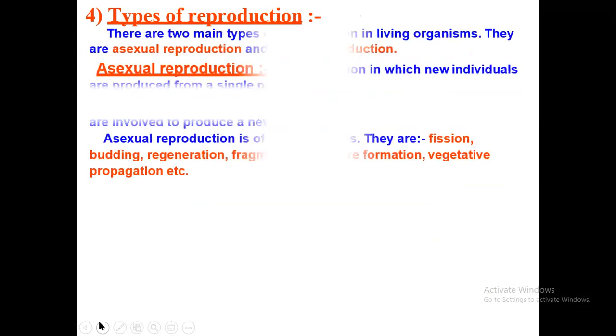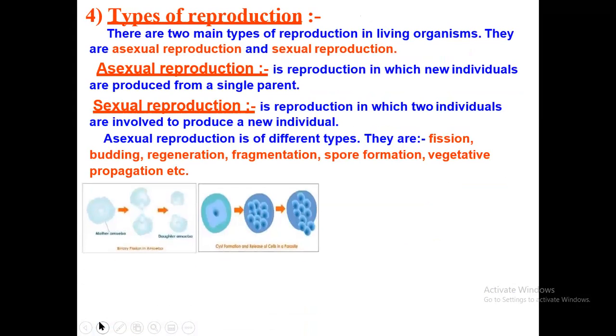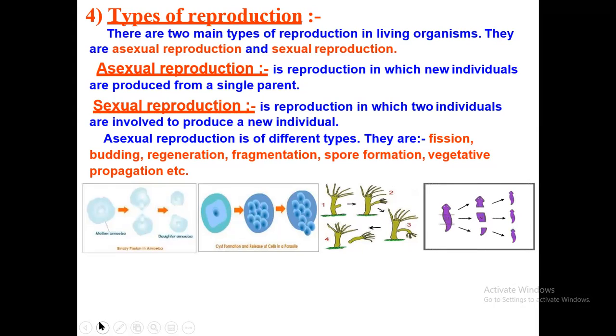There are different types of reproduction, like asexual and sexual reproduction. First, we will discuss asexual reproduction. This is the reproduction in which new individuals are produced from a single parent. Sexual reproduction is the reproduction in which two individuals are involved to produce new individuals. Examples of asexual reproduction are fission, budding, regeneration, fragmentation, spore formation, vegetative propagation. These are all asexual reproductions.